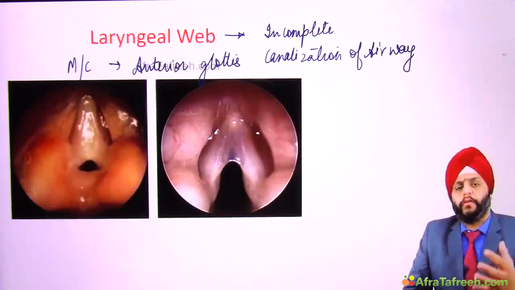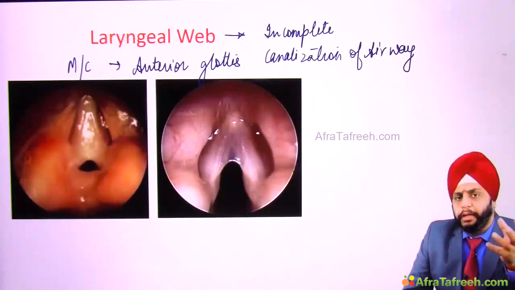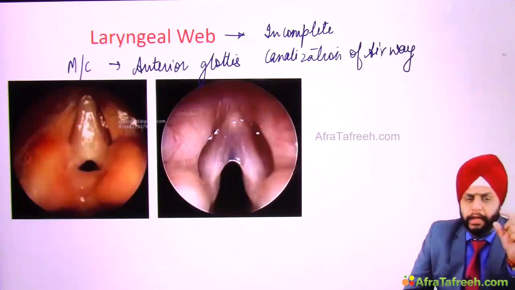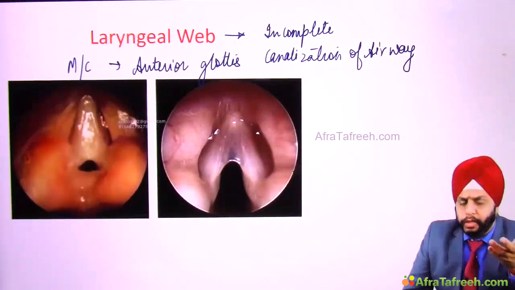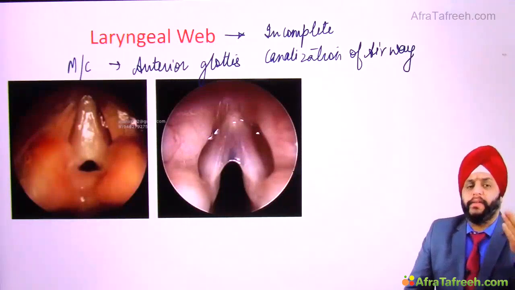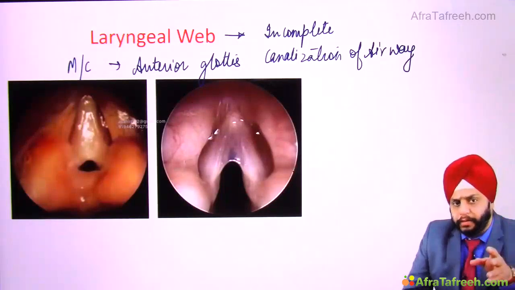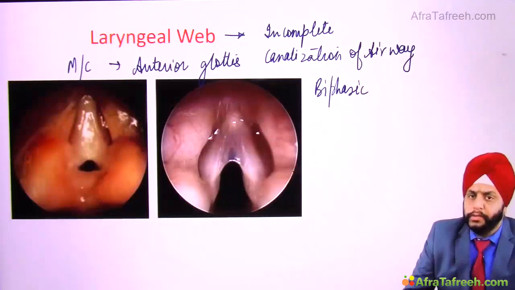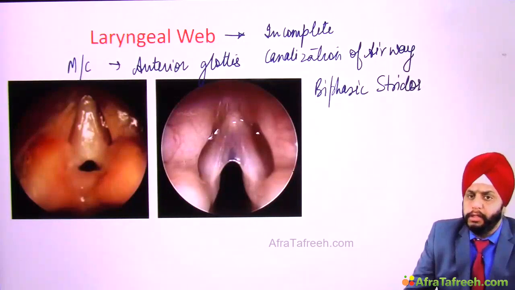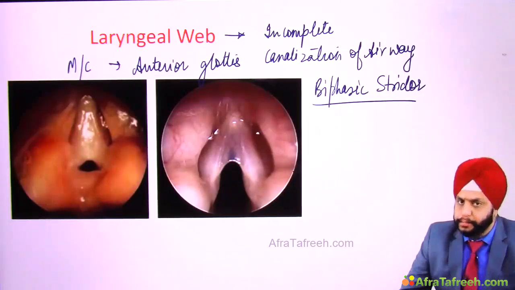Now how will this patient of laryngeal web present? You can see in the first photograph, this web is completely blocking the airway. Only a small airway is left posteriorly. So what is the problem with the child? The child has stridor. There is an obstruction for inspiration as well as expiration. Okay, so the obstruction is both during the inspiration phase as well as the expiration phase. So this patient will have biphasic stridor. That means both during inspiration and expiration. Okay, the patient has biphasic stridor, both inspiration and expiration the patient will have stridor, right?